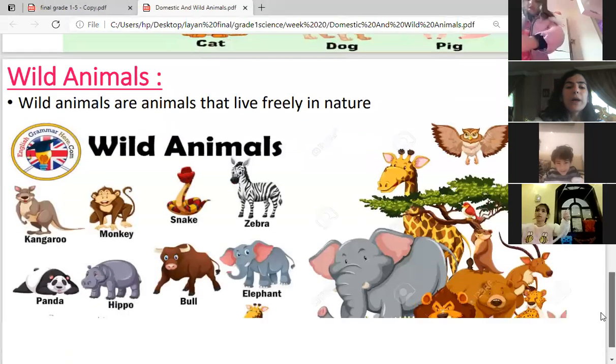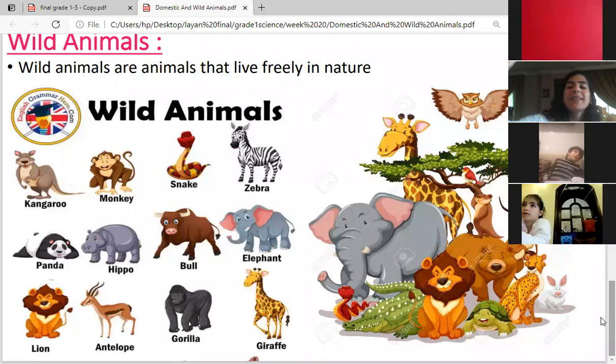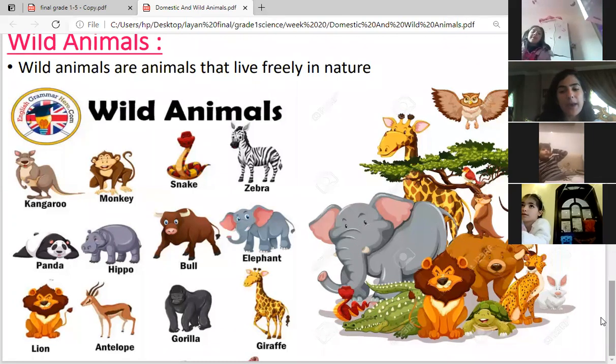While the other type is wild animals. Wild animals are animals that live freely in the nature. They can take care of themselves. Okay, they don't need us. They can take care of themselves. They can live alone in the forest. Okay, so now we can start exercises.